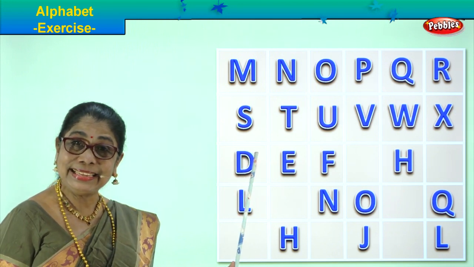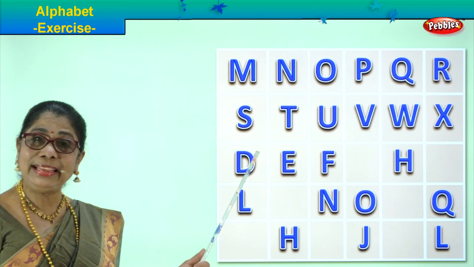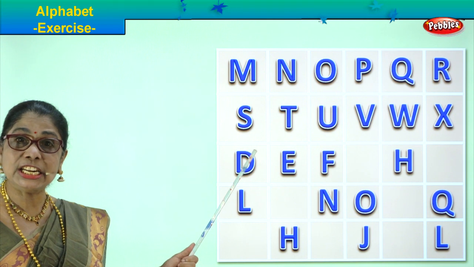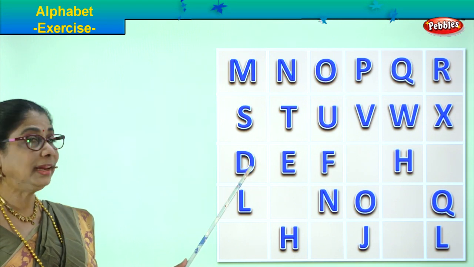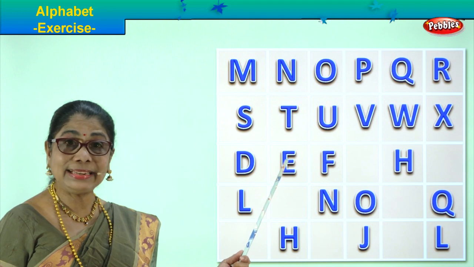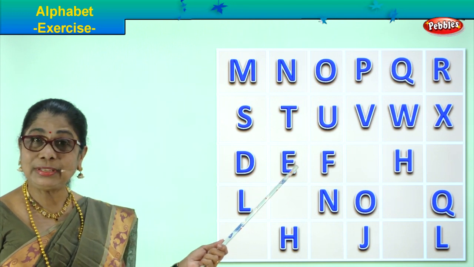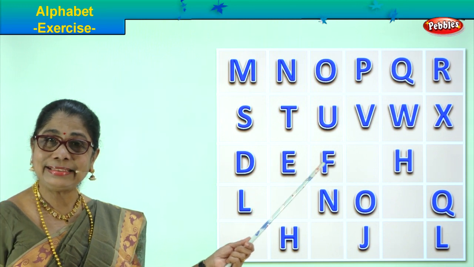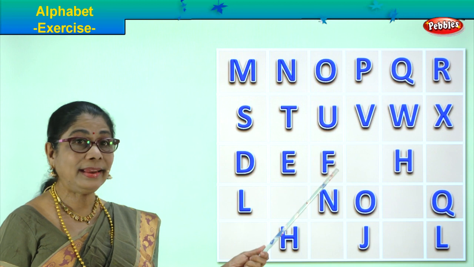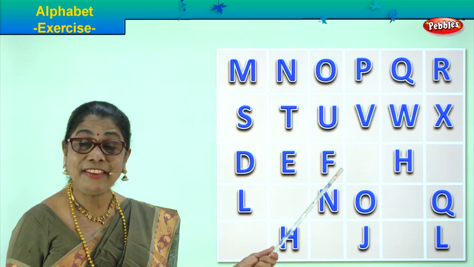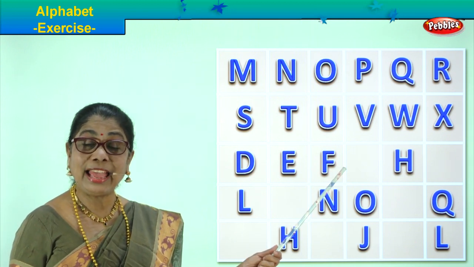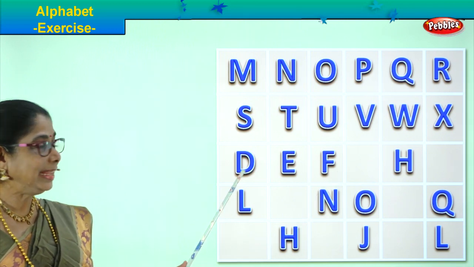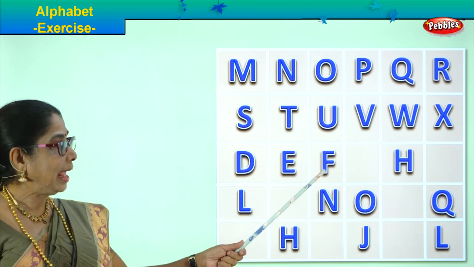Letter D. What's the sound of letter D? D. Dog. D. Good. After letter D comes letter E. What's the sound of letter E? E. Egg. And this letter? What is this letter next to that? Letter F. What's the sound of letter F? Fish. We have D, E, F.